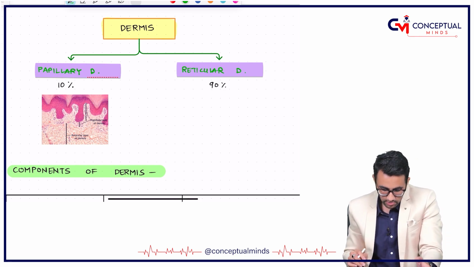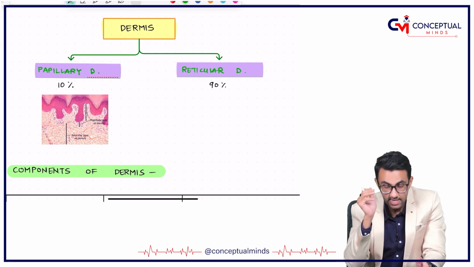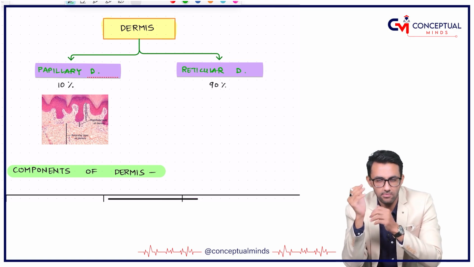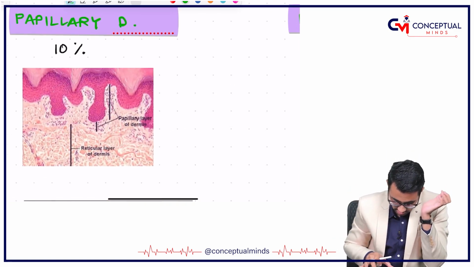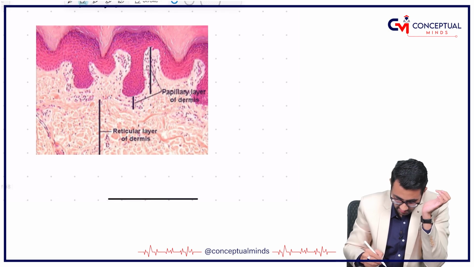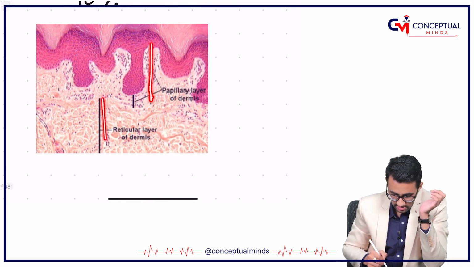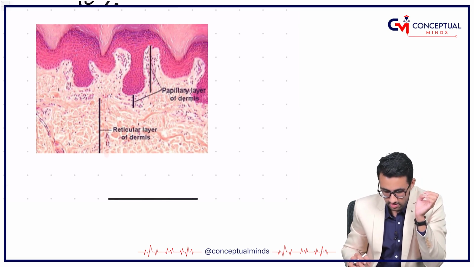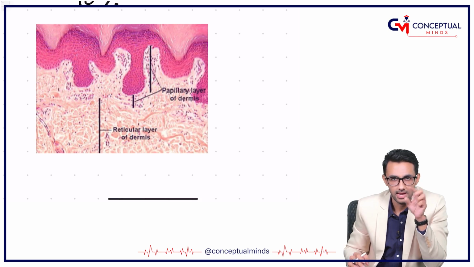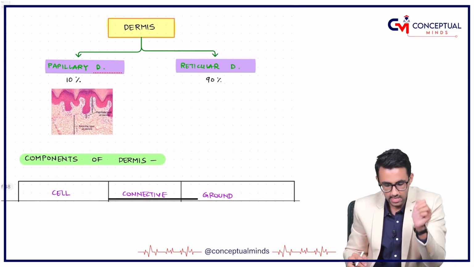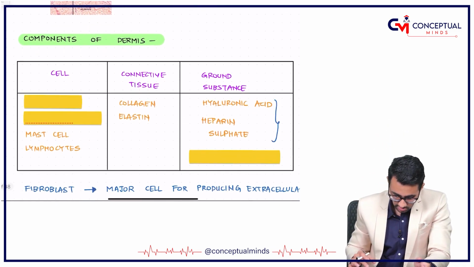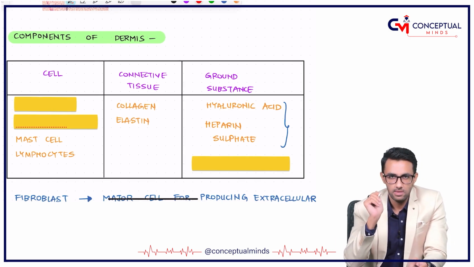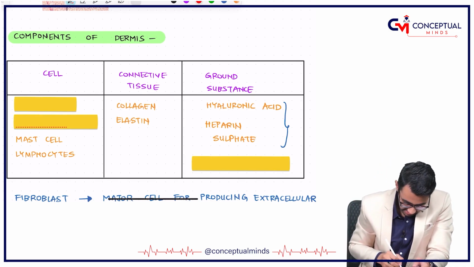The dermis is constituted 90% by the reticular part and 10% by the papillary part. So what is the papillary, and what is the reticular? Let's dive into this diagram. The papillary one is at the top, and this is the reticular layer of the dermis. This is not the rete ridges and papillary ones, that is different. So we're done with the introduction of the dermis. Let us go on with the components. I will write the first one: the fibroblast.